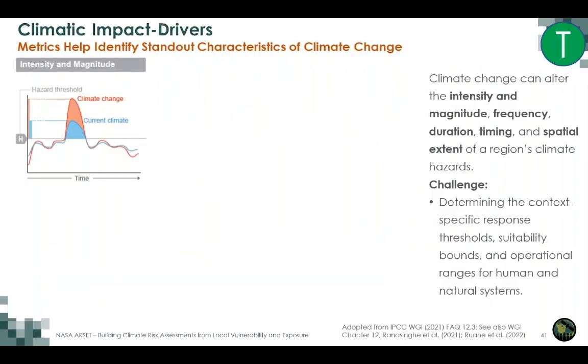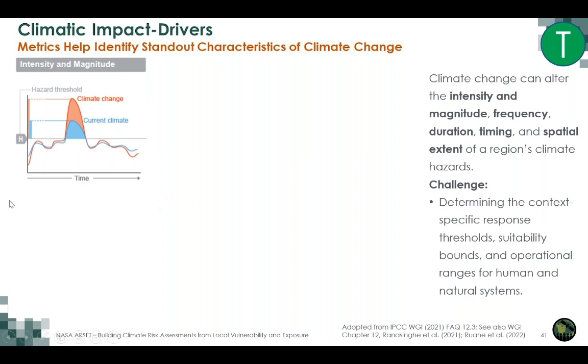Another thing that's important to discuss is the way we think about climatic impact drivers is not just about how extreme can they get in terms of their intensity. So if we're thinking about something like a heat wave, probably the first thing that comes to mind is how hot did it get? And this is related to the intensity and the magnitude of something like a heat wave. But that's not the only way that we've got to think about extremes, and it's not the only way that extremes affect the systems that we care about.